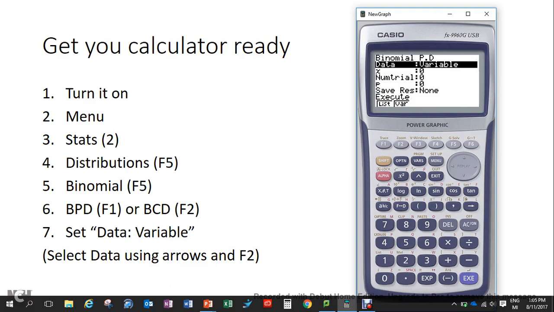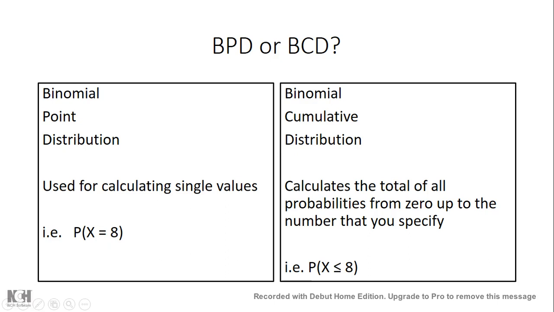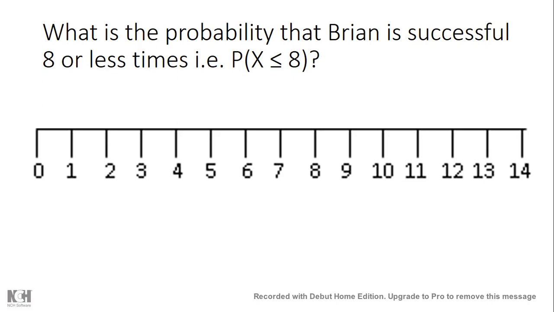Okay, so let's have a look. So why do we use point? Point is for calculating single distributions, like when X is 8. Cumulative only works out examples that are less than or equal to. So you're going to have to rephrase any questions that aren't there into less than or equal to, and I'll show you how to do that in just a minute. So for example here, this one says less than or equal to.